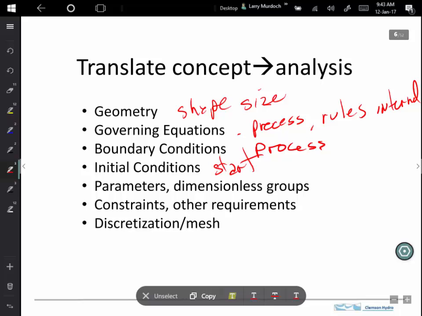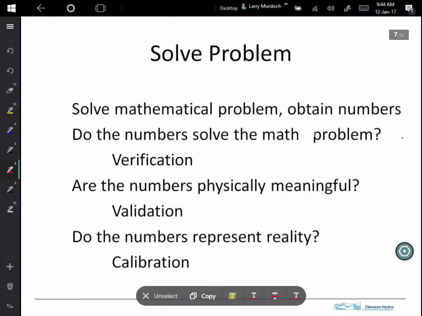And then parameters and dimensionless groups. These are aspects of the problem that make it specific to a particular material. So this would be, say, material properties. And then we might have some constraints or other requirements. So we've got to figure all this stuff out, and then as part of the setup for doing this, we're going to discretize the geometry or create a computational mesh. So I'll show you more about this in just kind of an example way.